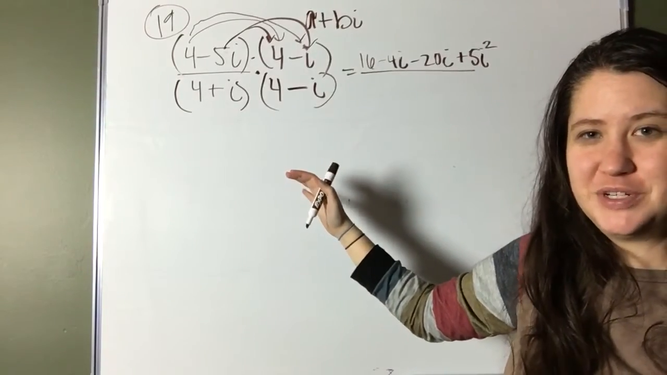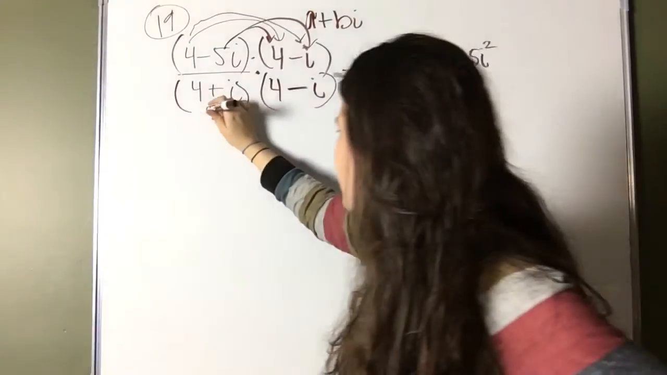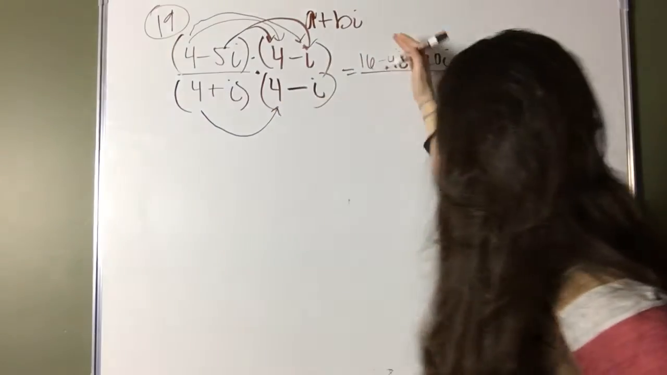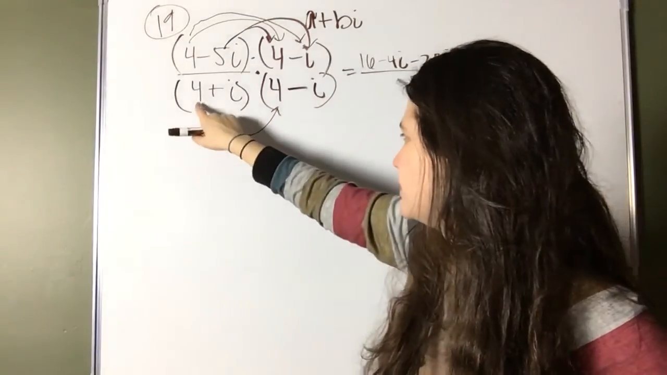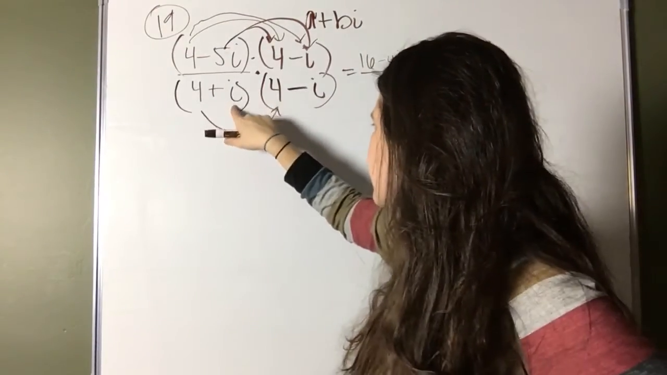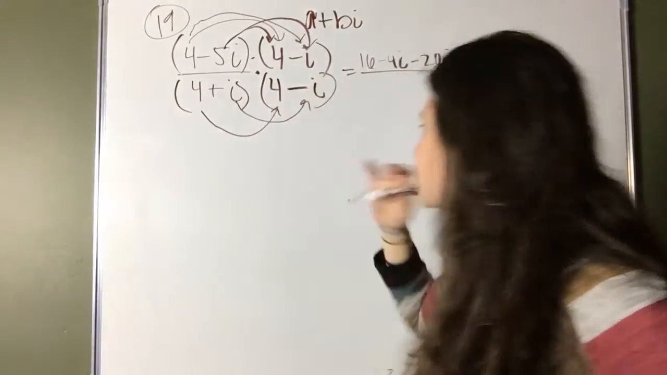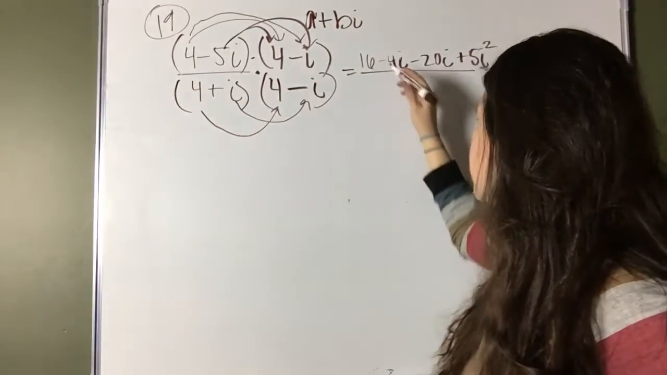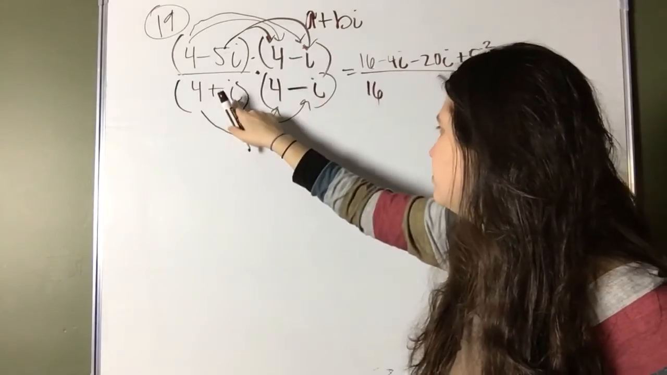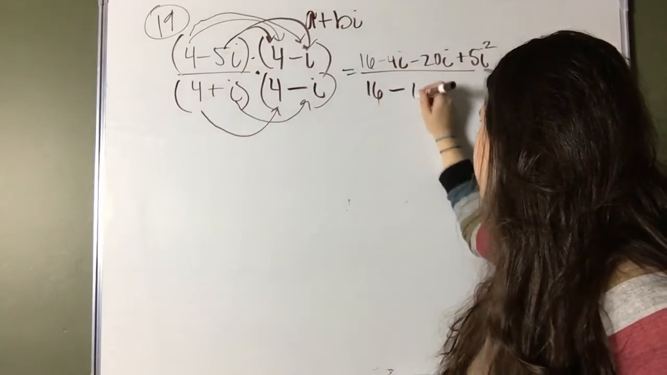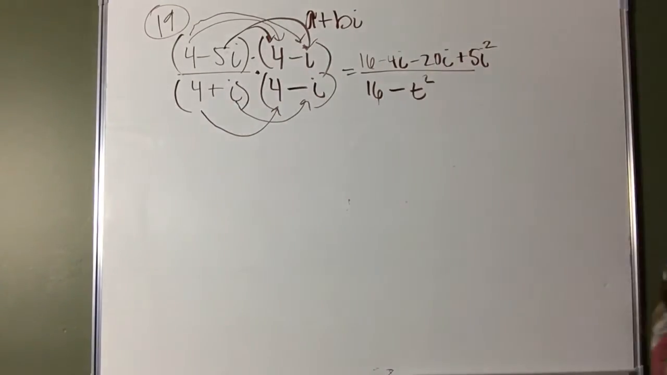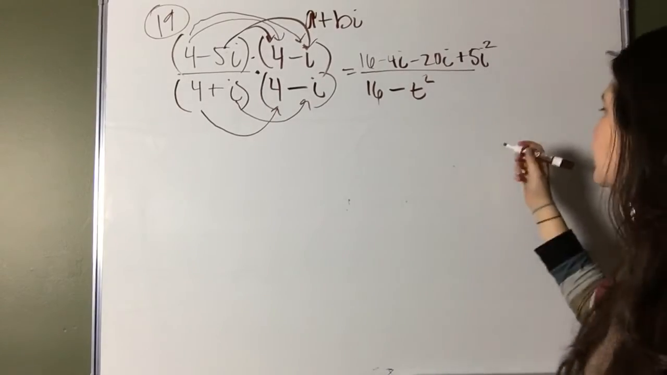Do you remember the shortcut we talked about? The middles always cancel out, right? The two parts in the middle cancel out, so we just have to multiply the first times the first, and the last times the last. So we take 4 times 4, which is 16, and then positive i times negative i, that's minus i squared. And then we simplify it, okay?